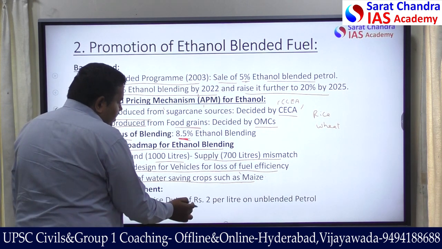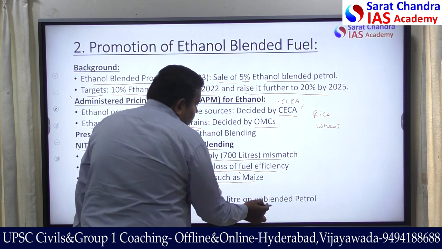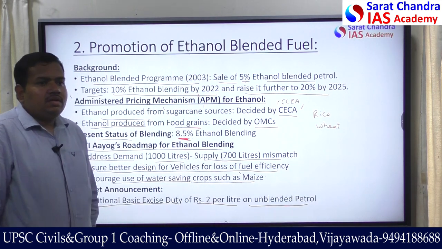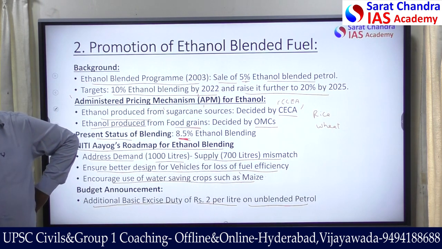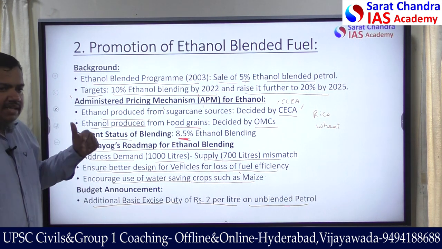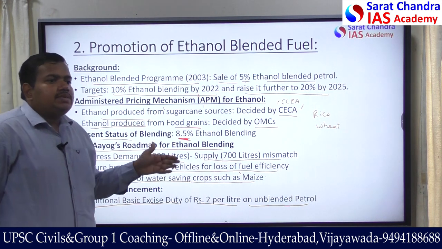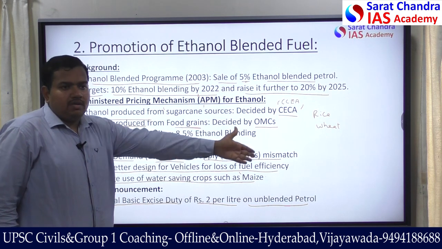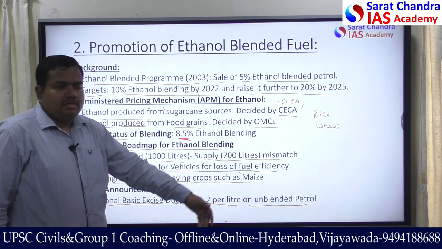Okay. So what is the budget announcement? An additional basic excise duty of rupees 2 per liter on unblended petrol. So if the petrol is not blended with ethanol, then an additional excise duty of 2 rupees will be imposed on that petrol. Okay, so it is going to be an excess burden on the customer, so the customer is not going to buy unblended petrol. Fine.